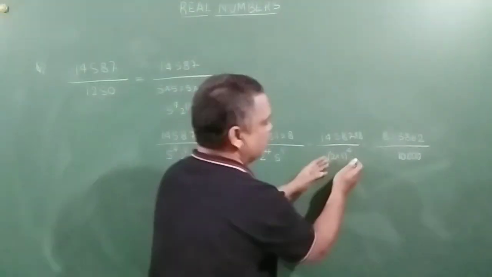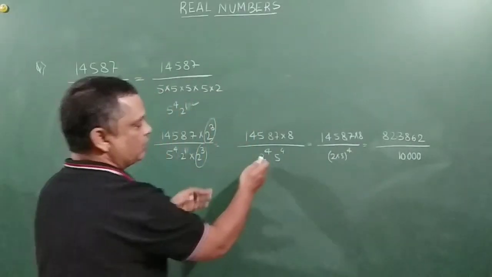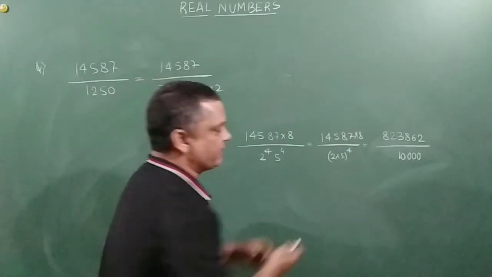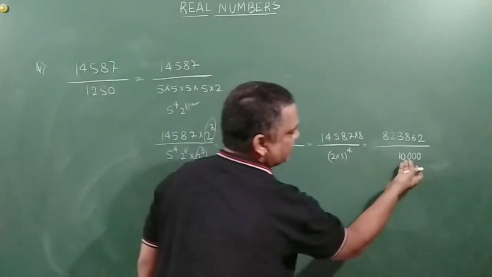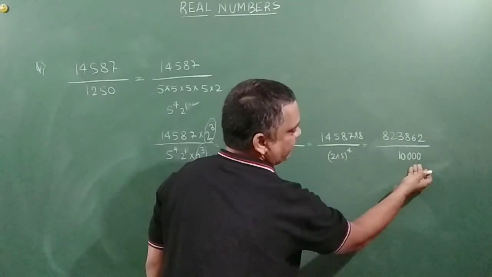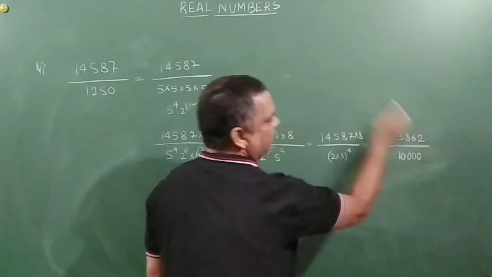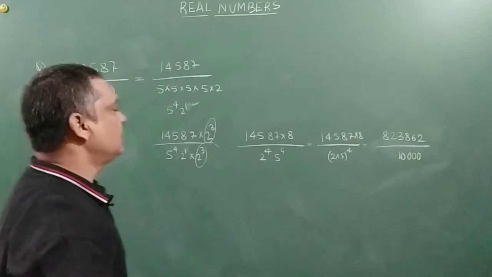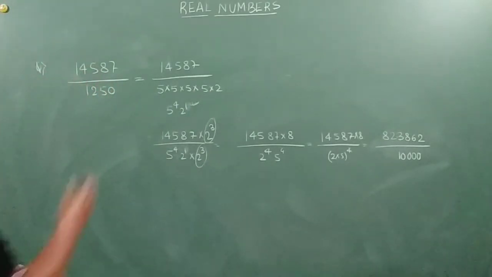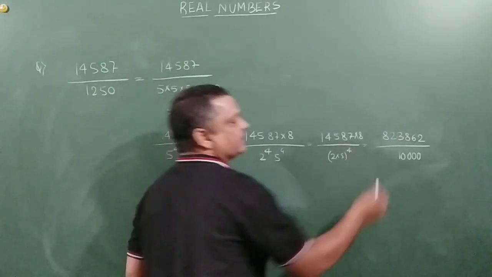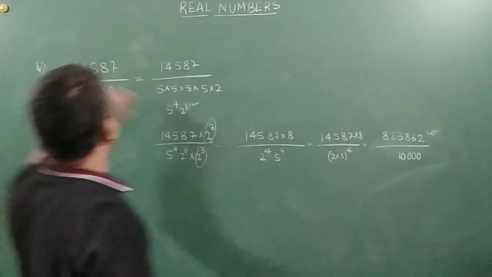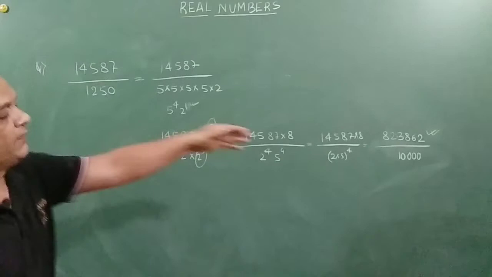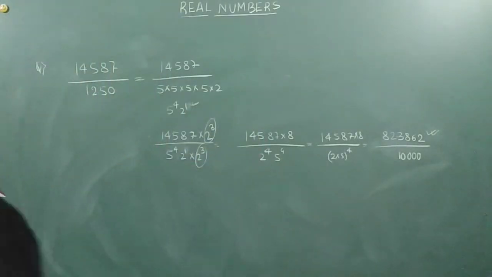Then make it like this. 2 raised to power 4 into 5 raised to power 4 is nothing but 2 into 5 raised to power 4, right? Then we can express it in the form of 10 raised to power 4, which is equal to this. Then do the actual division. You can write that after 4 digits it will end, or you can write the value as well. If they ask you the value, what would be the value of this? So the value of this is 82.3862, right?